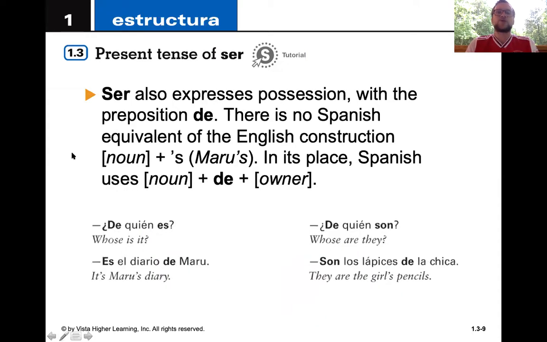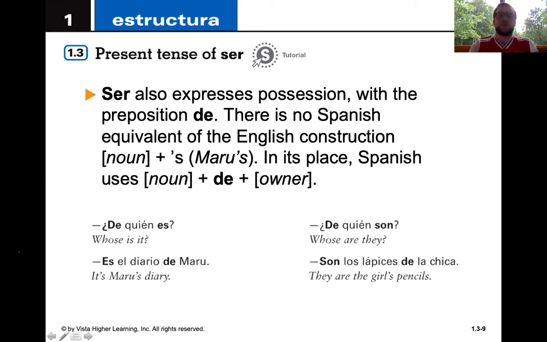Also, we're going to express possession con el verbo ser using the preposition de, right? Now in Spanish, we don't have the equivalent of using an apostrophe to mark possession, right? You can't say es el vaso, Profesor Bowers's vaso. No se puede. Eso no se puede hacer en español. Tiene que decir, you need to say, es el vaso del Profesor Bowers, or es el vaso de Juan.